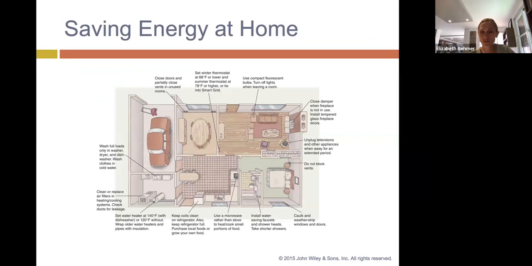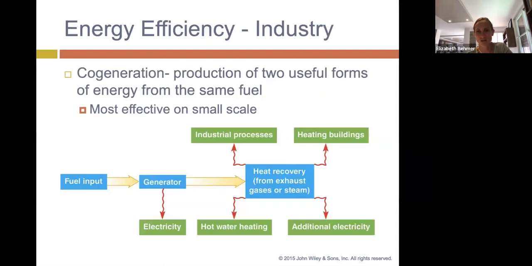So set the winter thermostat lower or higher in the summer, use compact fluorescent bulbs, close the damper when the fireplace is not in use, do not block vents, unplug televisions, install water-saving faucets, use a microwave rather than a stove, keep coils clean on the refrigerator, clean or replace air filters, set your water heater just slightly cooler, and wash full loads only in the washer and dryer and dishwasher, and wash clothes in cold water. Simple ways that we can all save energy at home.